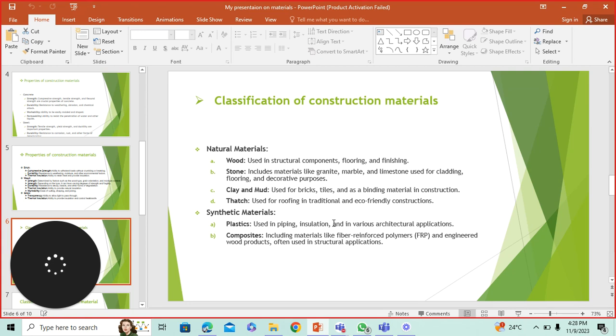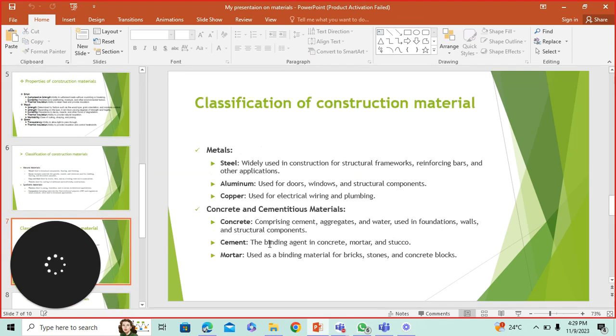Synthetic materials. Plastics are used for piping, insulation, and in various architectural applications. These are like the pipes that are used in the construction for fixing of electricity in the toilets. We also have the pipes, among others. Composites include materials like fiber reinforced polymers and engineered wood products, often used in structural applications.